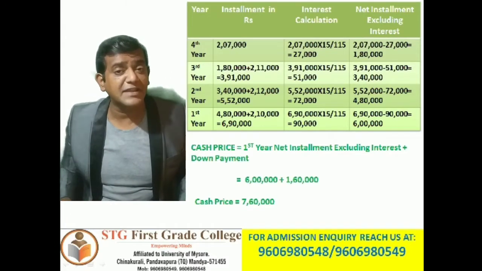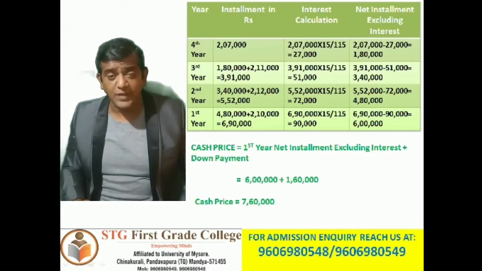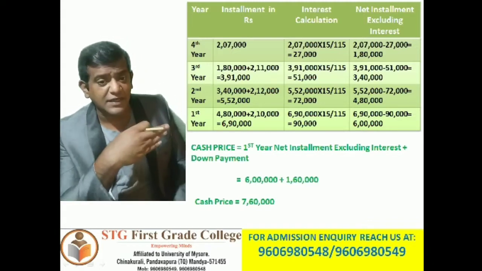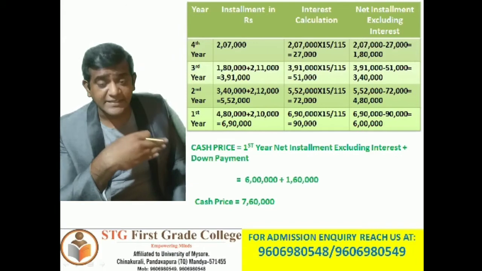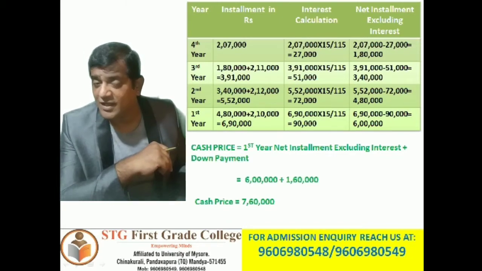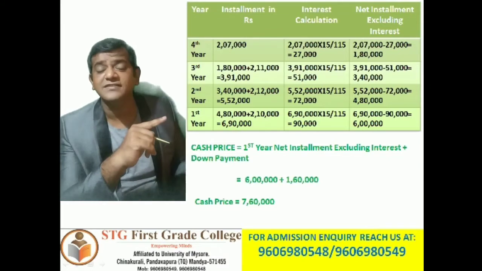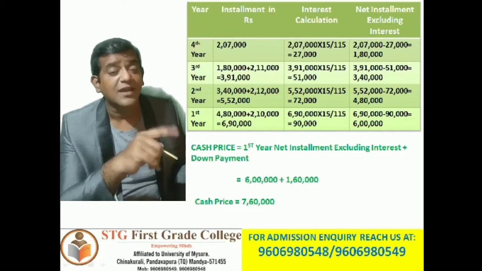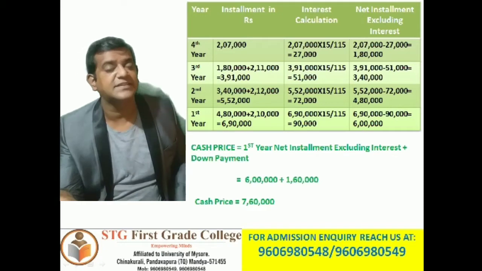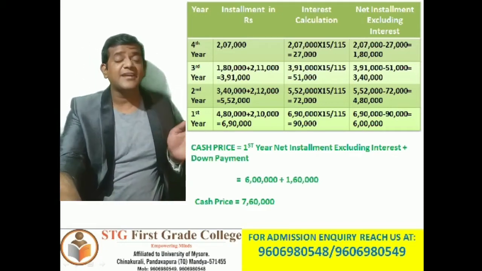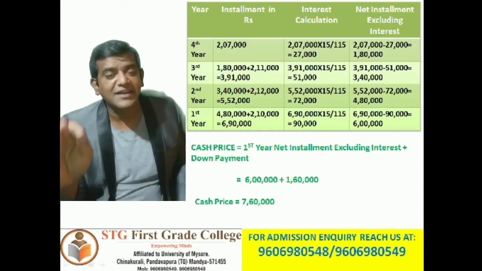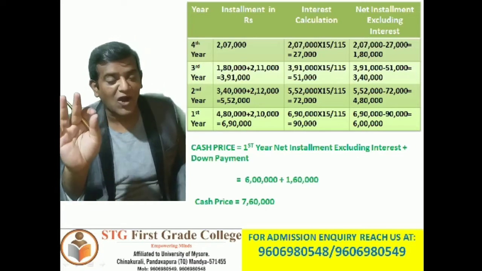Now let us calculate the cash price. So cash price equals first year net installment amount which excludes interest, plus down payment. So first year net installment amount, how much excluding interest? That is 6 lakh rupees. Plus what is the down payment made? 1,60,000. Now add these together. So you're going to get a cash price of rupees 7,60,000, which I have highlighted here. That is the cash price, 7,60,000 rupees. Clear?